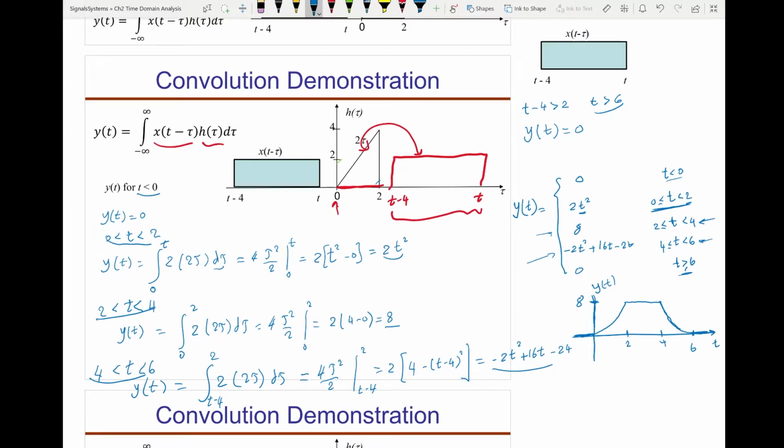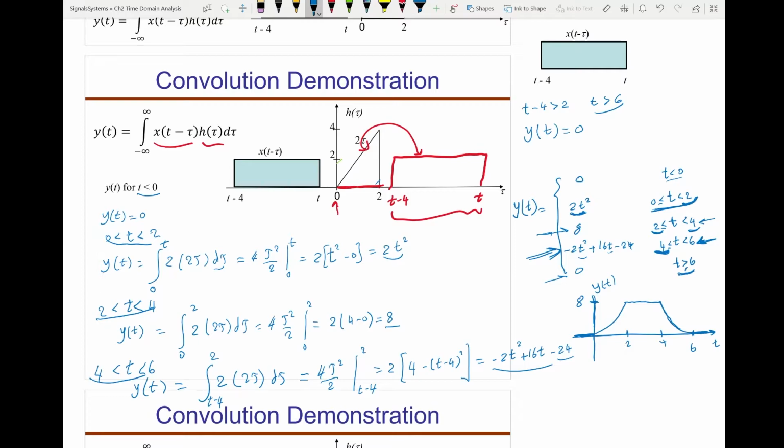So look, at this discontinuity, t equals 2, it's 8. This at 2, it's 8. Also at 4, it's 8. How about this function? Is it 8 at 4? Yes. Go ahead, plug in, and you will get 8. Now, at t equals 6, the output is 0. If I plug in t equals 6 here, am I going to get 0? Yes. When you see that, it means there's consistency and you didn't make any mistake in integration.